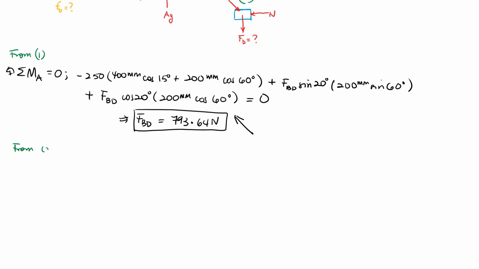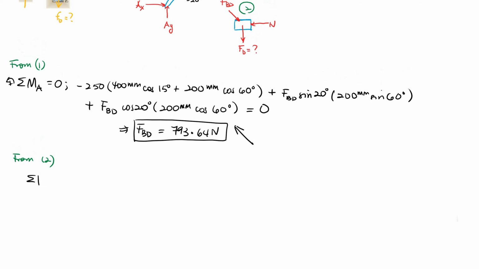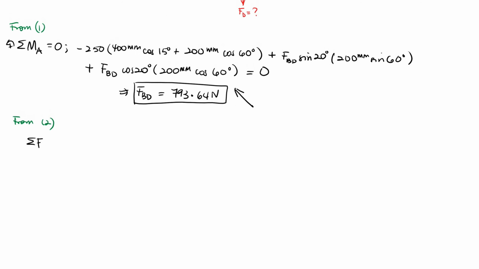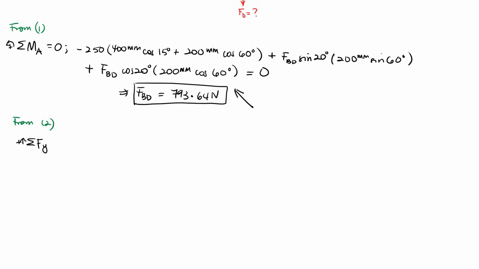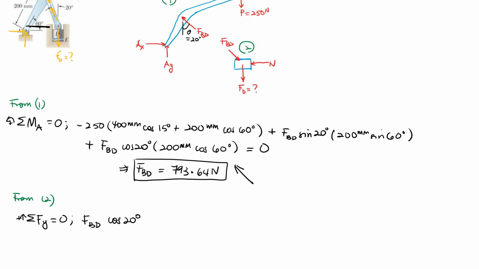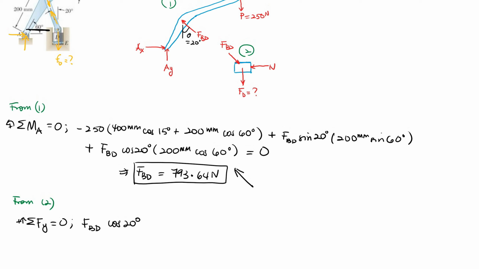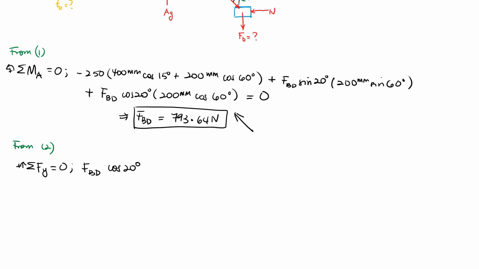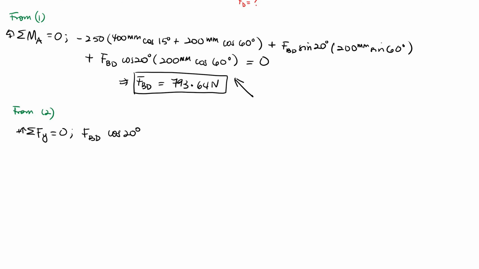So part 2, right, which we have written right here, very simple. Sum of forces in the y direction equals 0. We have FBD cosine of 20 degrees, and that gives us the vertical side.